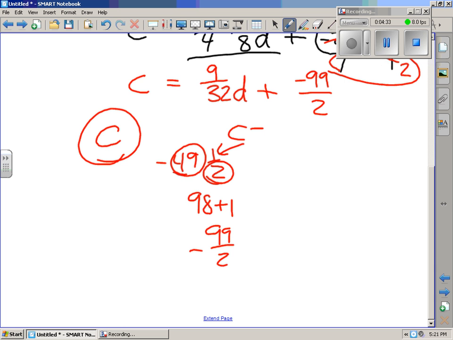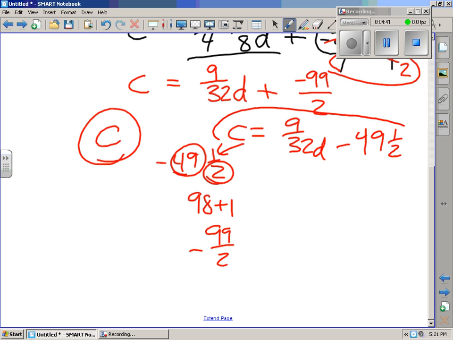So you can write this out if you want to as 9/32d minus 49.5. So you can see that these are the same thing. The multiple choice answer C and what we got are the same answer. And you'll see that that is what it says on your worksheet, that 19 is equal to C.